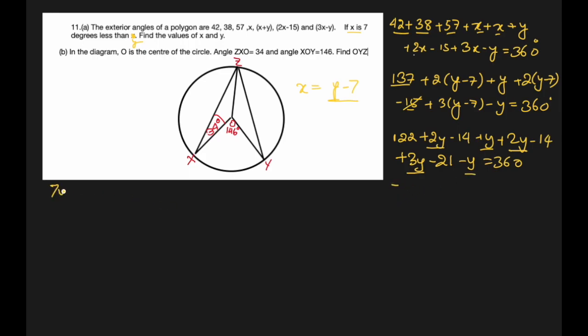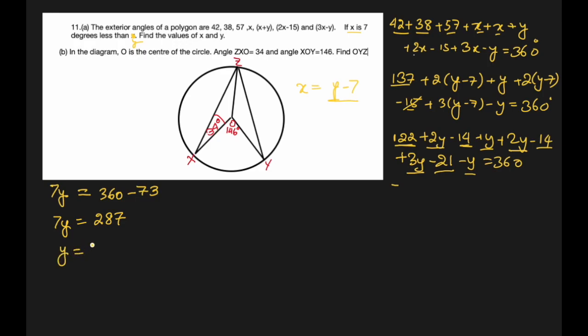So let me write it here. 7y equal to, now 360 was already here, 120 will come. Let's rather add these numbers first and then bring it to the right side. 122 minus 14 is 108. 108 minus 14 will be 94, minus 21, 73, and positive 73. So 7y equal to 287.